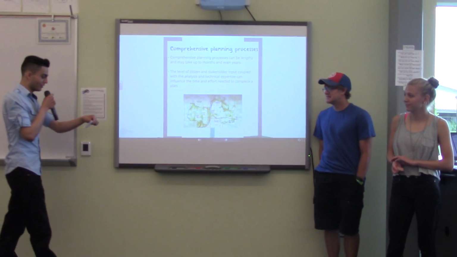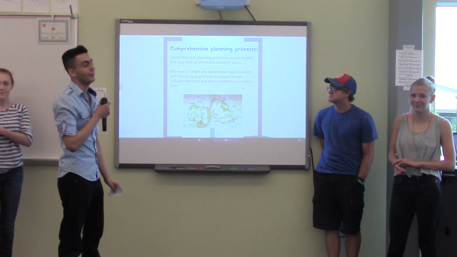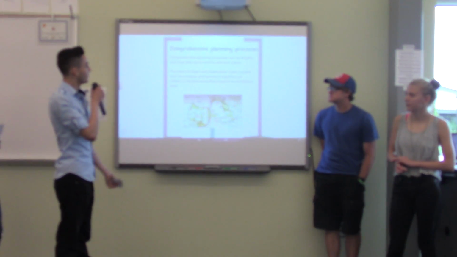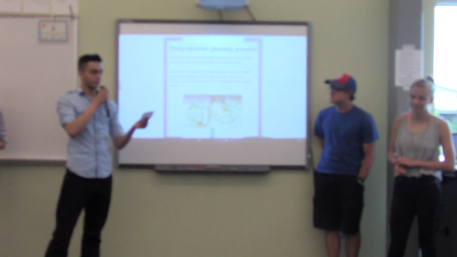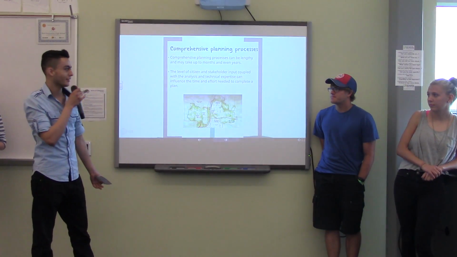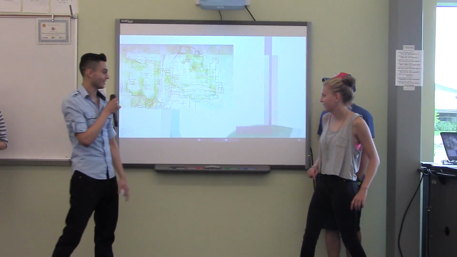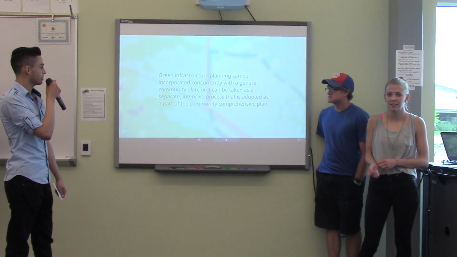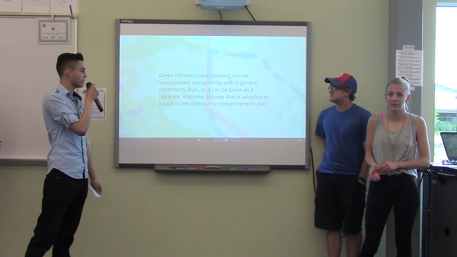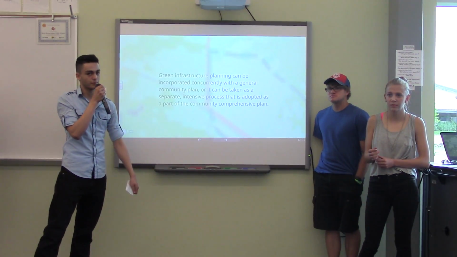Okay, so in order to pull this off, it is important to follow this comprehensive planning process. It can be lengthy and take up to months and even years. The level of citizen and stakeholder input can influence the time and effort to complete this plan. Green infrastructure planning can be incorporated concurrently with a general community plan, or it can be taken as a separate intensive process that is adopted as a part of the community's comprehensive plan.